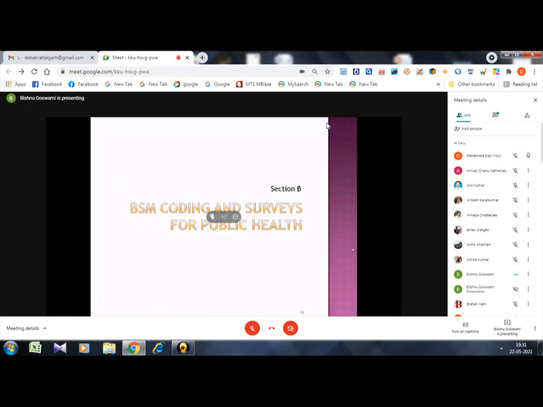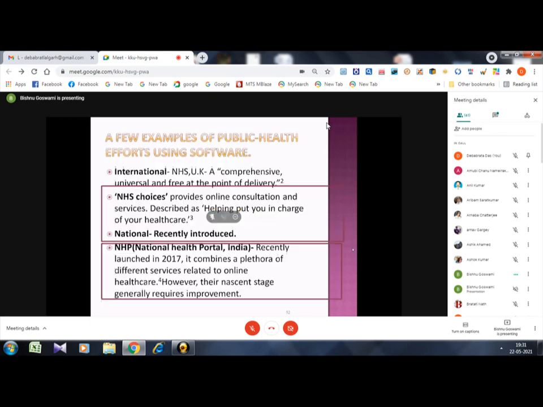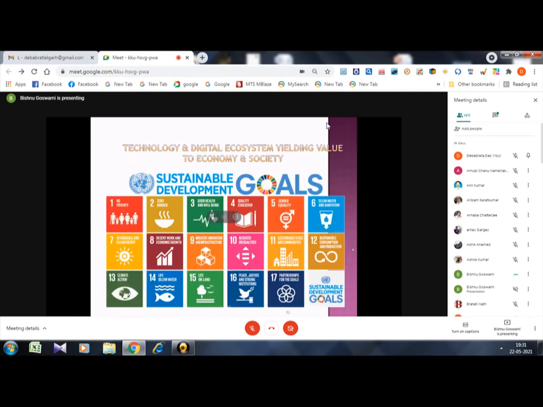Now we come to my section of BSM coding and surveys for public health. What I did here. So at first we need to go through some of the examples of public health efforts using software.